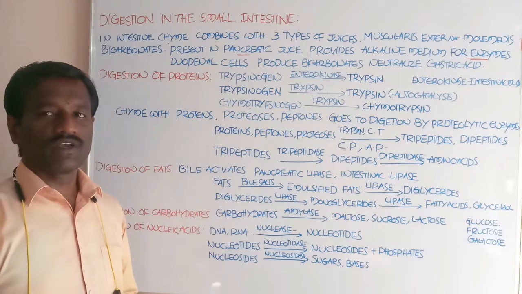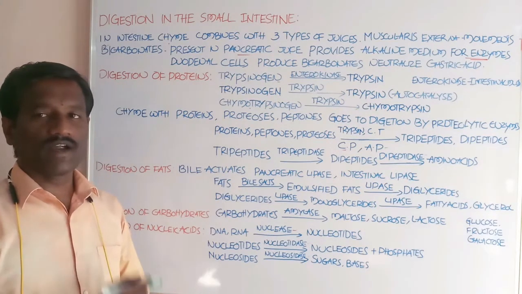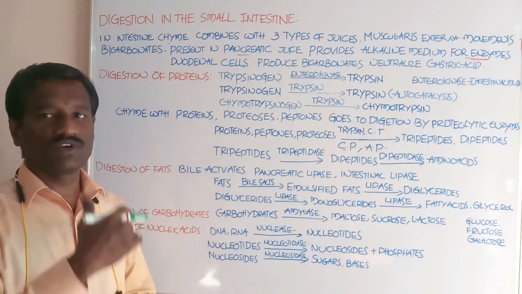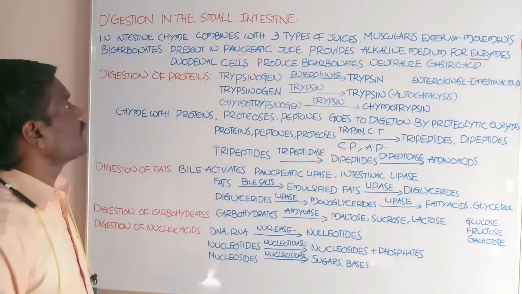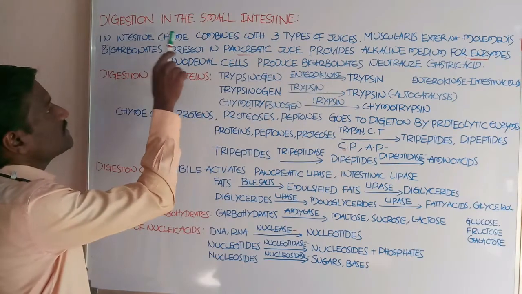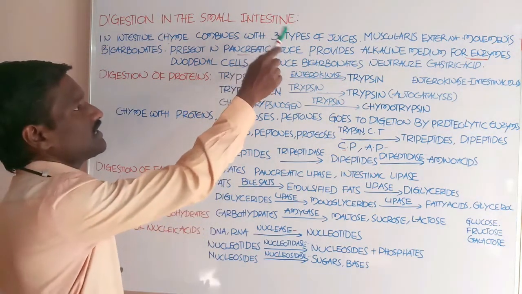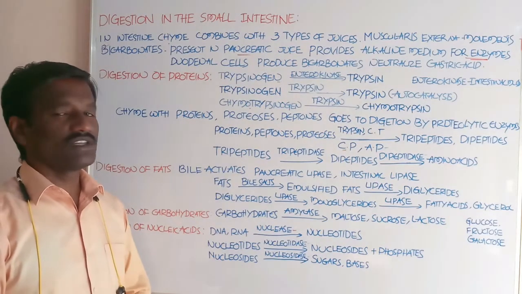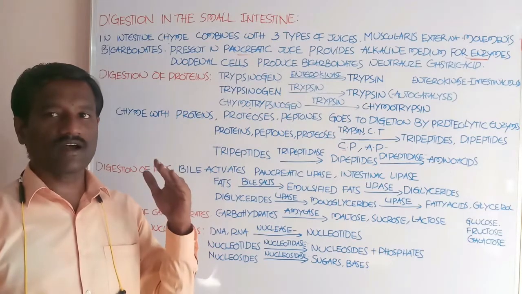In the duodenum, food enters with the help of the pyloric sphincter, and the chyme is mixed with three types of juices. These are intestinal juice, pancreatic juice, and bile juice.